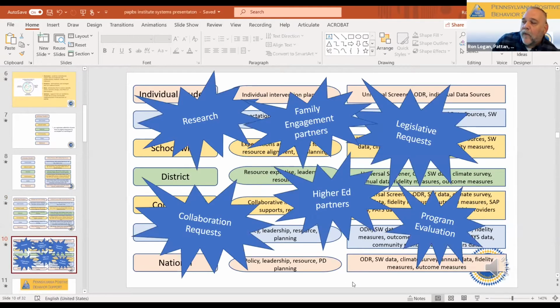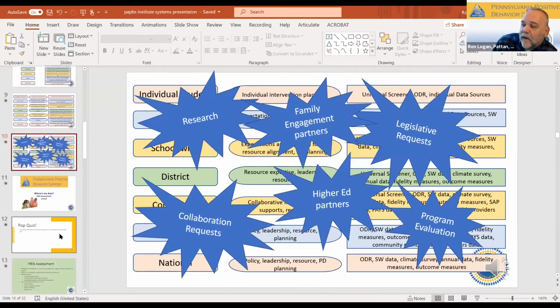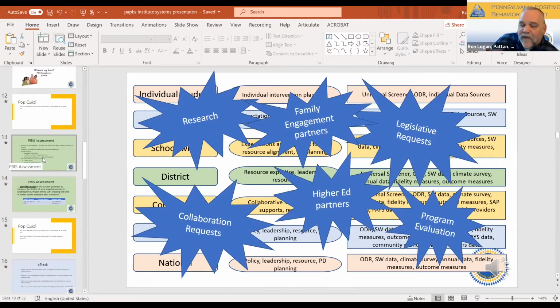We also get requests for research, for collaboration with other networks, with our family engagement partners like Hune and Peel. We're working with some of our higher ed partners like Dr. Runge and Dr. McDowell. We also get some legislative requests every once in a while, looking at whether any schools within a region are implementing a certain practice. And of course, we have our program evaluation that we look at. All of these are things that we need to manage. It's data heavy, and we need to come up with a way to look at our data.